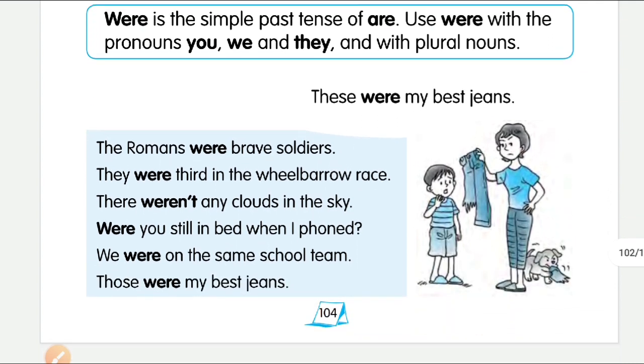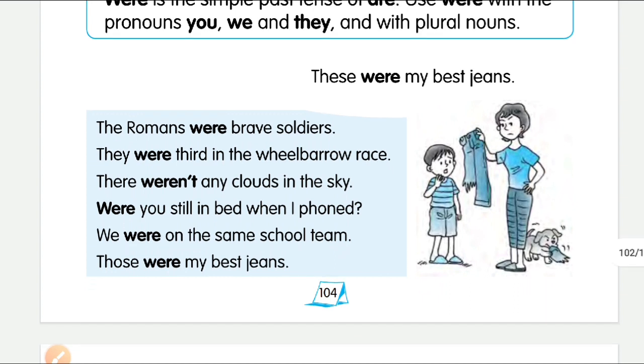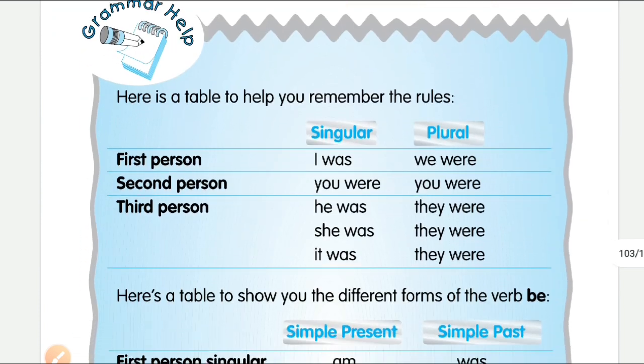And in place of many persons, here you can see, the Romans were brave. Means all Romans were brave. They were third in the wheelbarrow race, the group race it was. So that's why here, they means many students or participants were there. Were you? We were, those were. So after many, we, those, like that we will use were, and after single we will use was. It is very much clear.